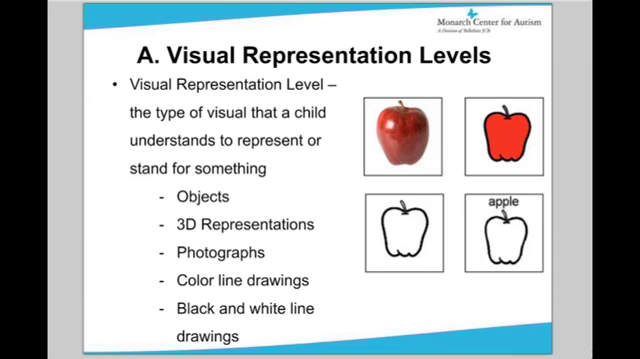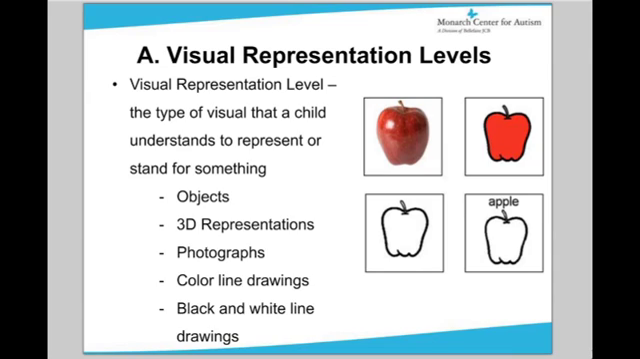We move down then to 3D representations and then to photographs. And the last 3 are illustrated here on your slide. So you'll see here, as an example, we depicted the concept apple at several different visual representation levels. You see that the one on the top looks exactly like an apple. It very closely resembles an actual apple. And some students are able to understand that, but are not able to go any further.